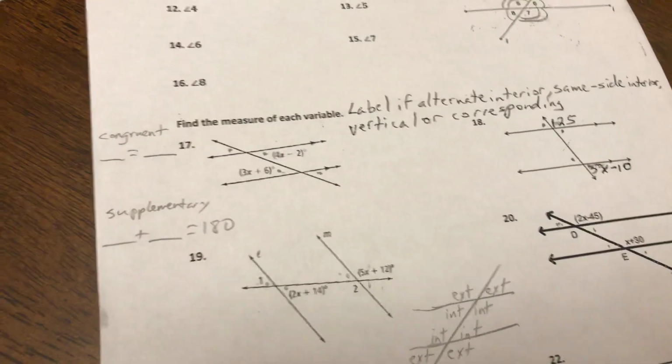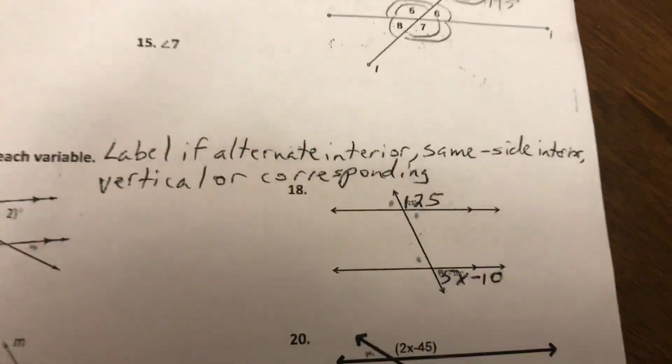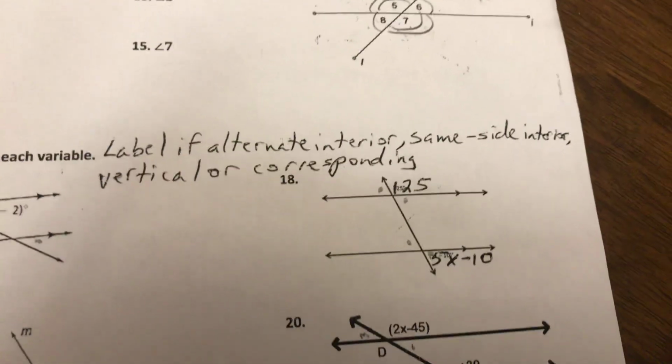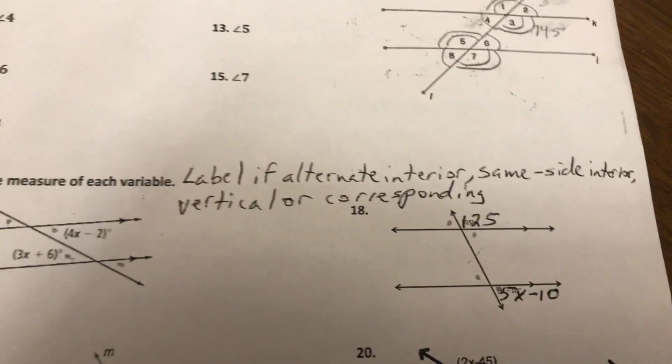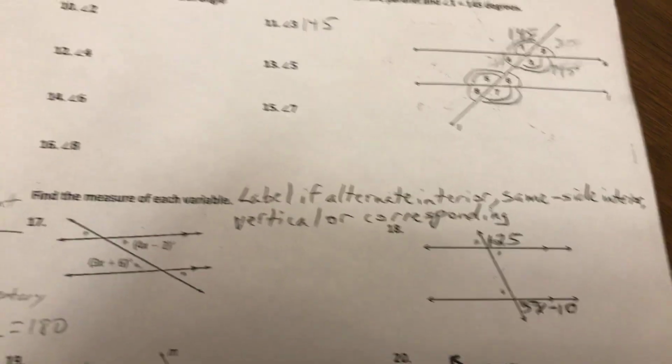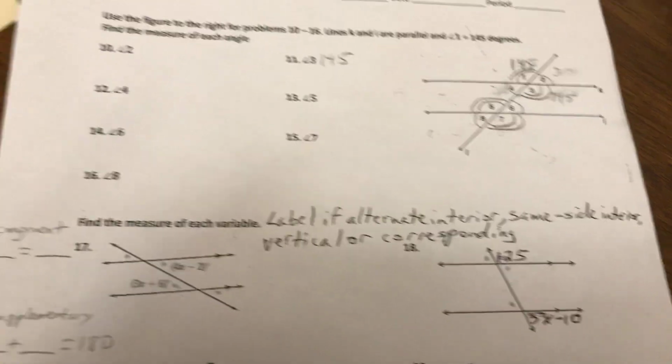Okay, now looking at the bottom, in addition to solving for x, what you're going to need to do is label if they are alternate interior, same side interior, vertical, or corresponding angles. And this is something we just talked about today, but it's a pretty simple concept.